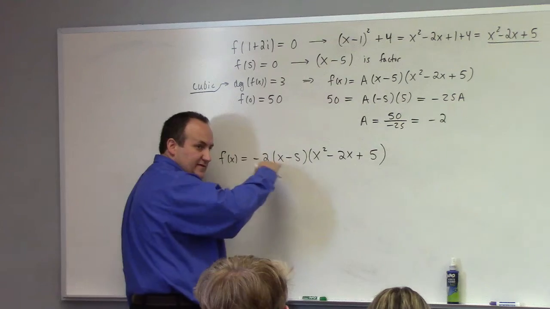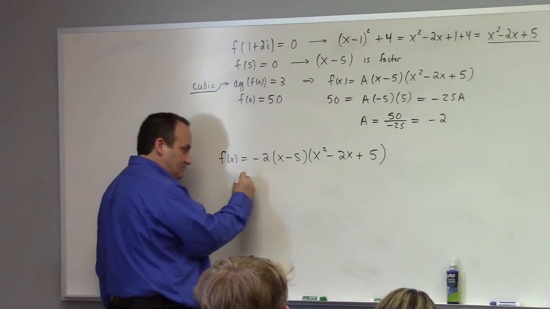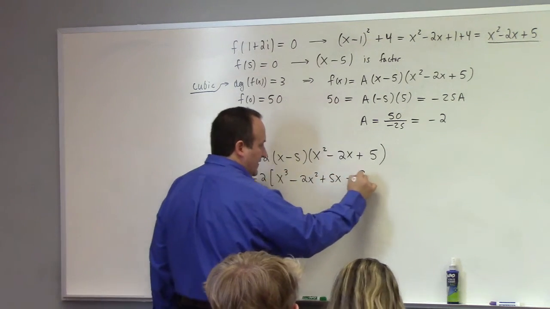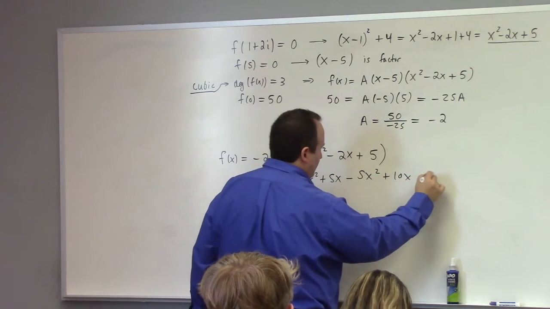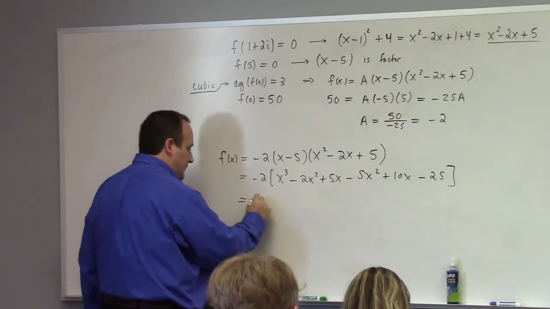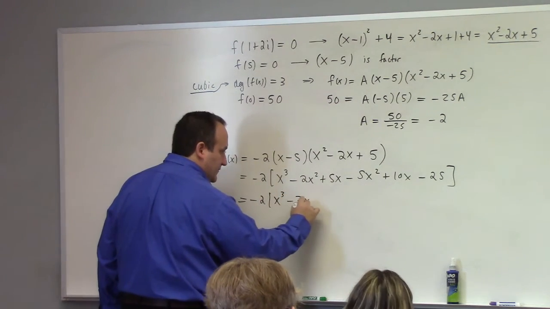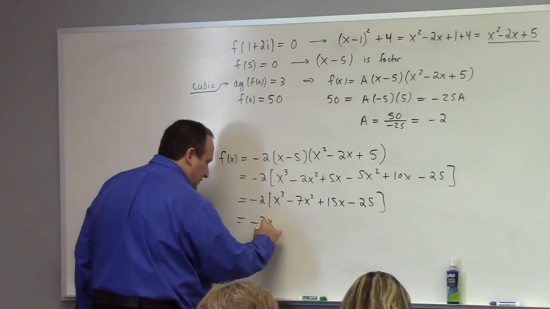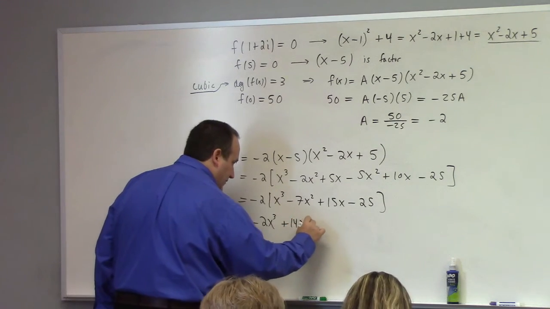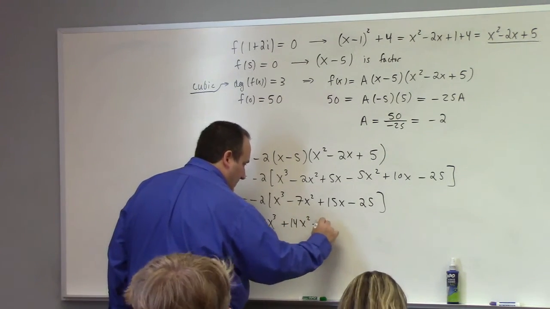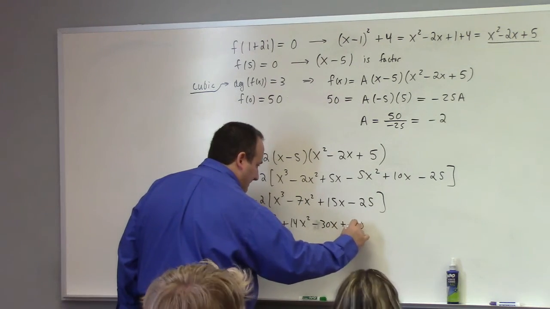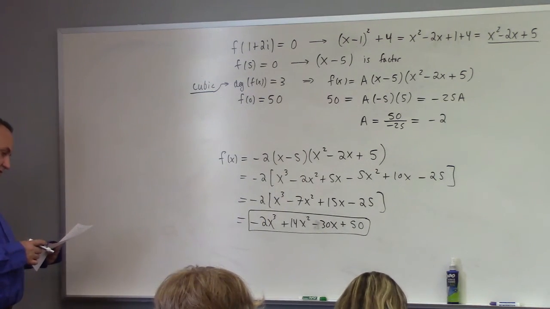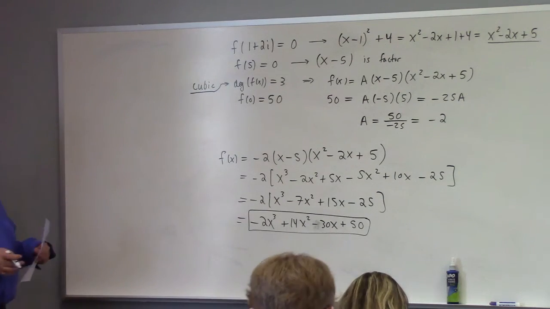But now we just have to multiply it out to find the standard form, right? Standard form is when you have just a sum of powers with numbers. So to multiply this out, I'll leave the minus 2 out front. I got myself x cubed minus 2x squared plus 5x minus 5x squared plus 10x minus 25. Collecting like terms, I've got x cubed minus 7x squared plus 15x minus 25. Multiplying through the minus 2, I've got minus 2x cubed plus 14x squared minus 30x plus 50. If I haven't made an error, but I think that's it. Let me check. Yeah, so there's the cubic in standard form that we want.